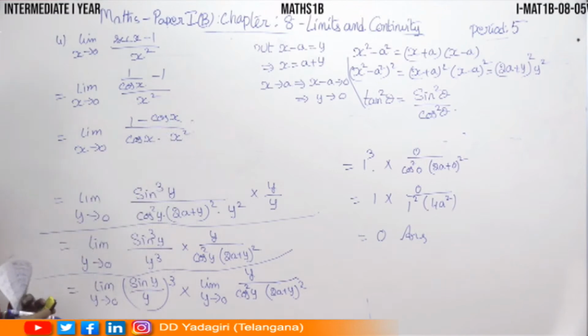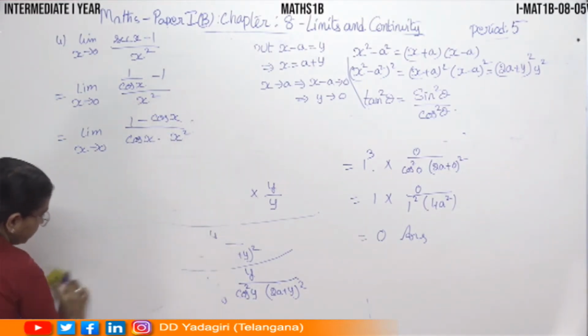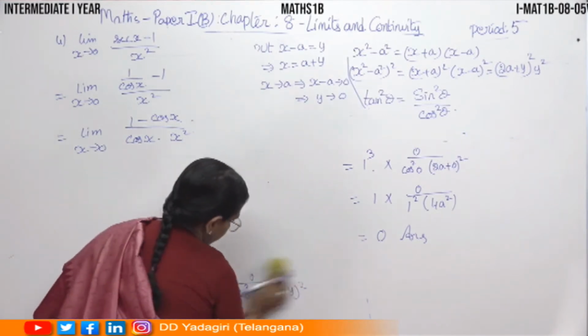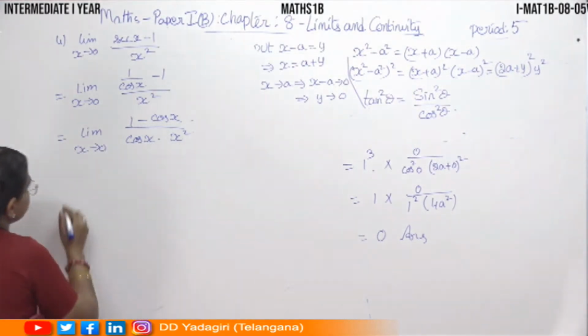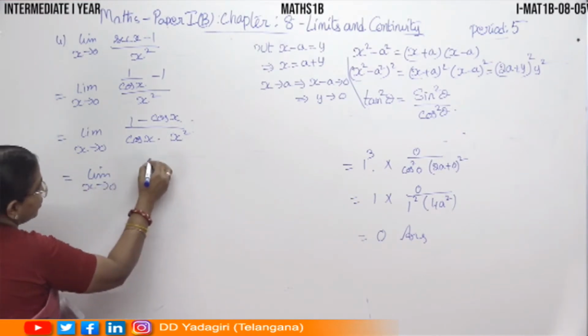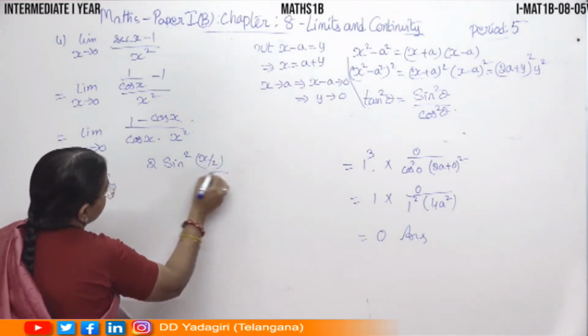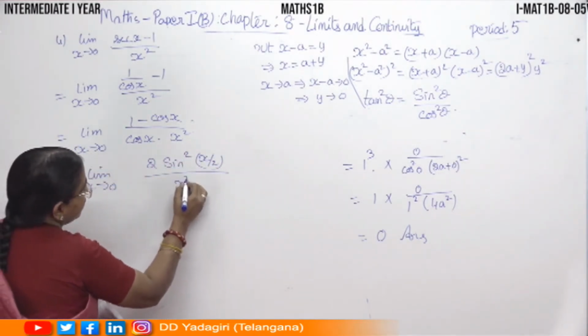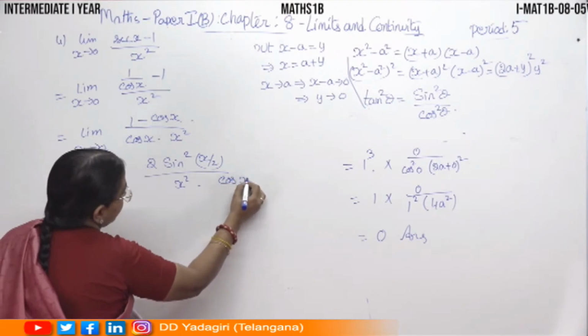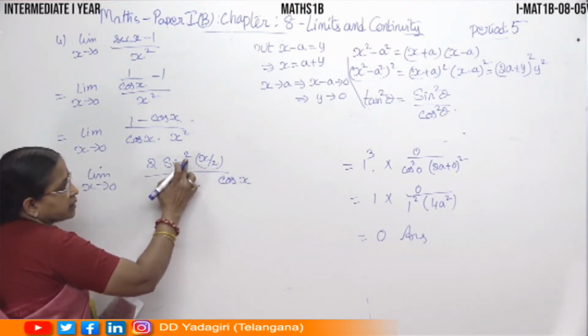1 minus cos x, you know, 1 minus cos x is 2 sin square x by 2. So it is limit x tending to 0 of 2 sin square x by 2. It is from trigonometry. This x square will write here and then cos x. Now we have x sin x by 2. x square, sin square is there.